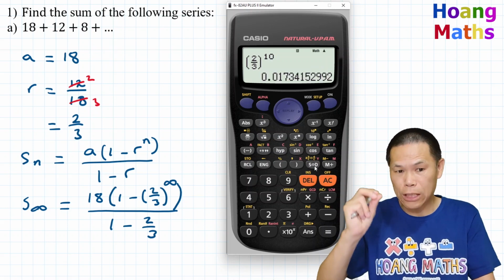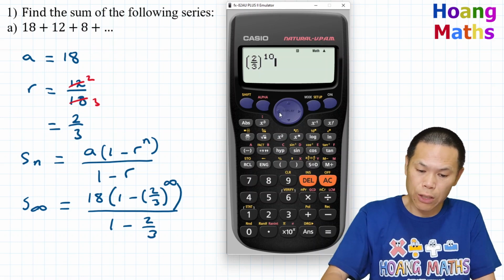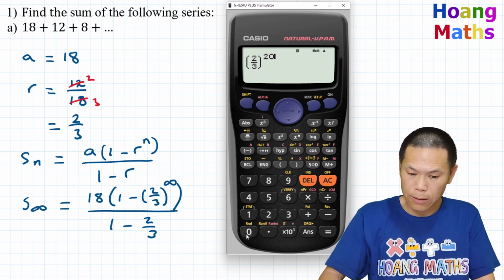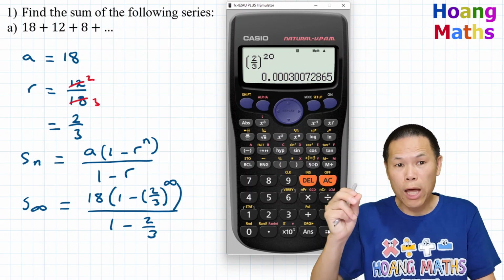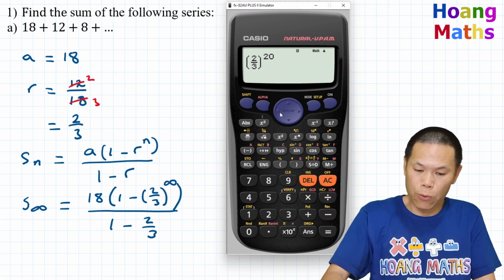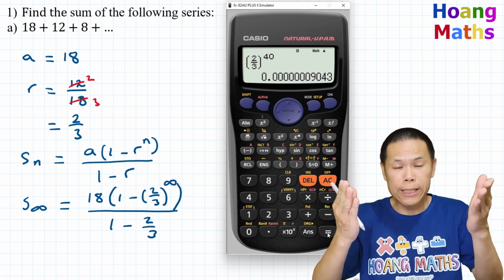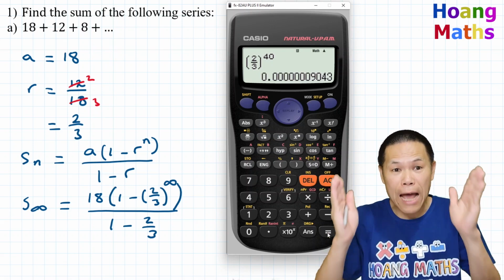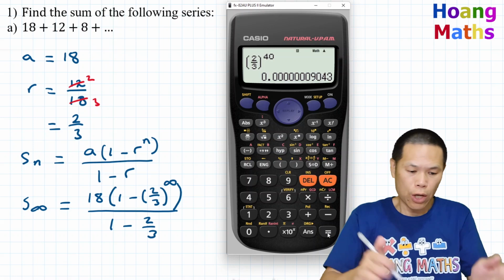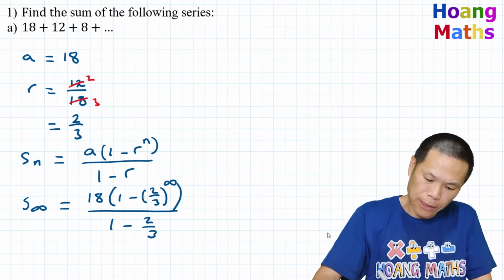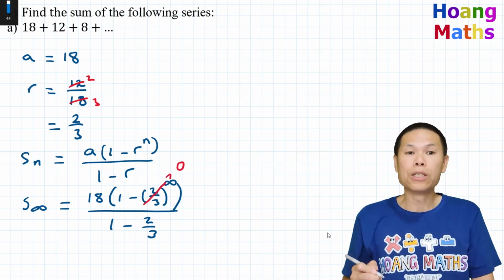0.017 and so on. It's getting smaller. If I try 20, it gets even smaller. Let's try 40. You can see 2 over 3 to the power of a large number approaches 0. So this means that this becomes 0.